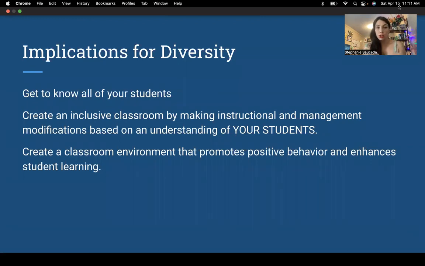Creating an inclusive classroom by making instructional and management modifications based on your particular and specific knowledge of your students, where they are. Oh, Stephanie loves to read and she likes to write poems. So I might, even if I'm a math teacher, try to include that somehow in my class, finding ways in which students can shine and be excited about the learning, marrying what they're interested in and what they need to know.